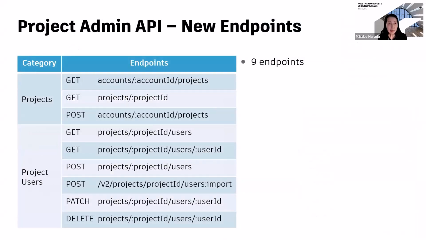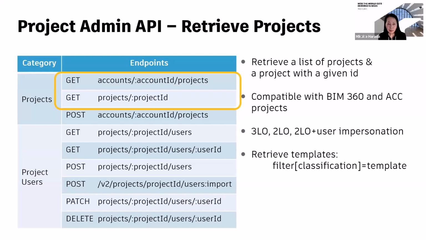Now, looking at each new endpoint, we have 9 new endpoints: 3 for the project related, and then 6 for the project users created, project users adding. The first 2 are about retrieving a list of projects or creating a project, and getting project information with a given project ID.